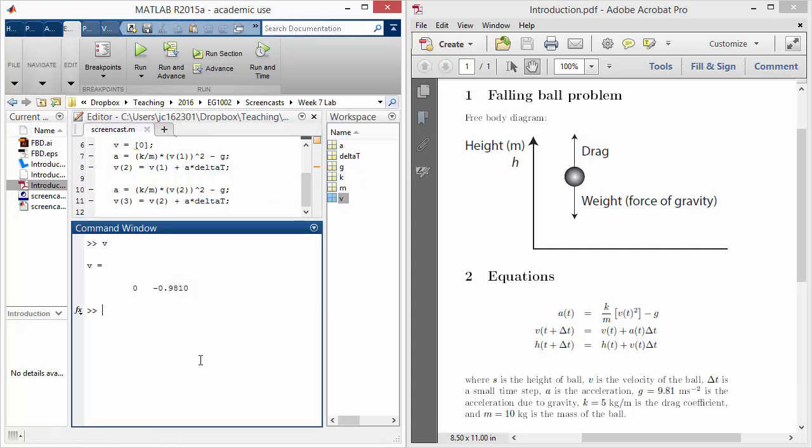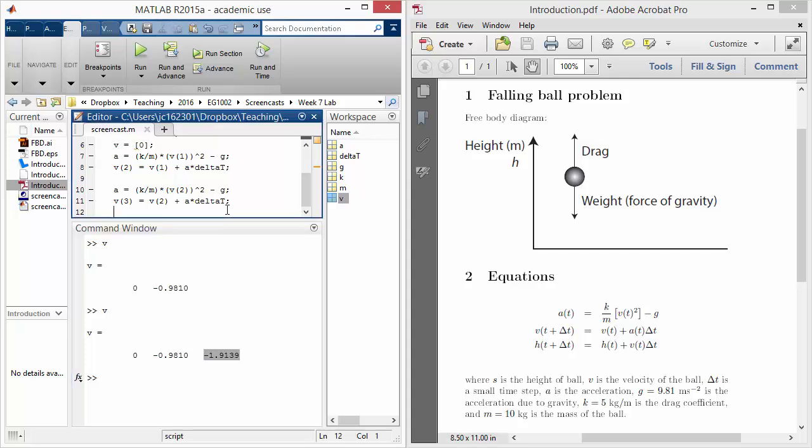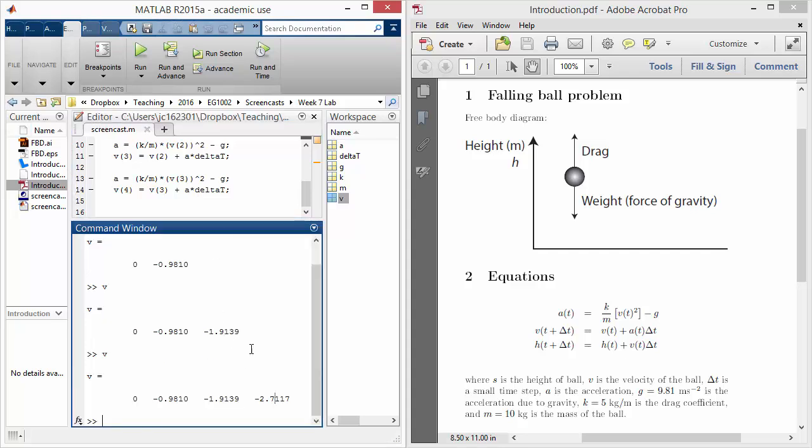And if I run that, let's have a look now. So now the velocity has increased. The ball has begun to fall a little bit faster. It's been accelerated by gravity. And so then I could do this again. And I can now say I want the fourth item. I can run that, have a look, and I see that the ball is still falling faster yet again.